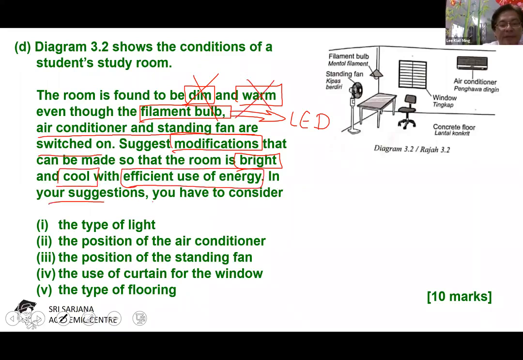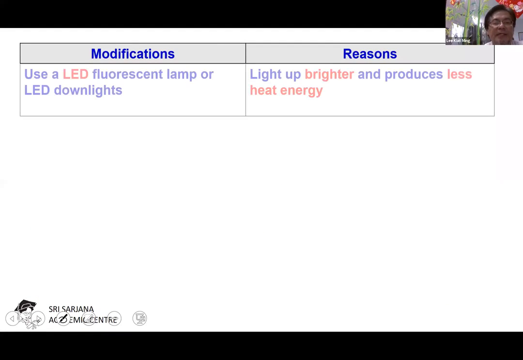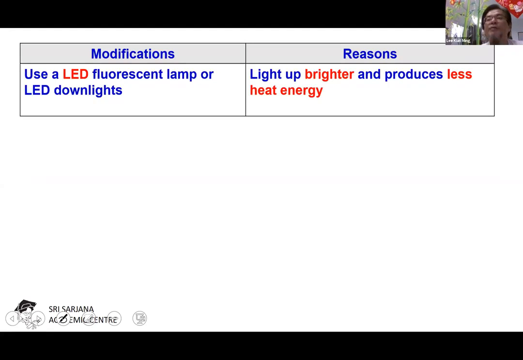So you're going to come up with suggestions: the type of light or bulb, the position of the aircon, the position of the standing fan, the use of curtain, and the type of flooring. Clear? You need to give that kind of modification. This is a suggested one. That's why I mentioned we don't use filament bulb. We only use it in the toilet.